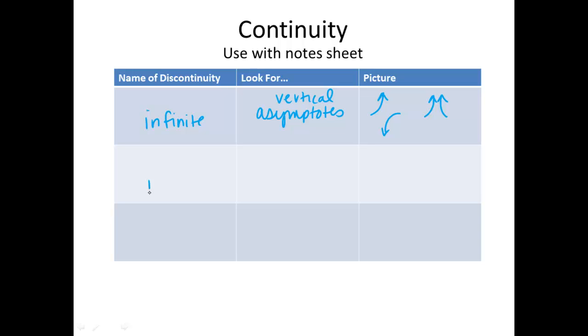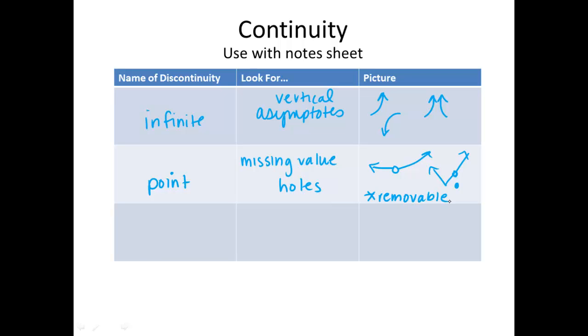The second discontinuity is called a point discontinuity. Our point discontinuity will be a missing value, which we've been calling holes. This will look like a line coming in from both directions, but there's a hole, and we may also see it where there's a hole, except there's another place that's been filled in as well. I want you to write the word removable, and we will talk about what removable means when we're together.